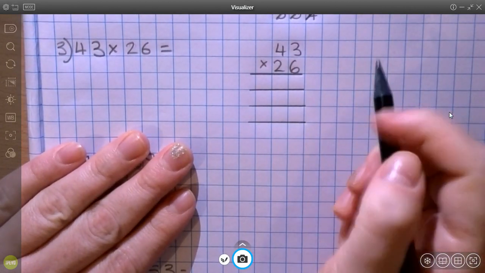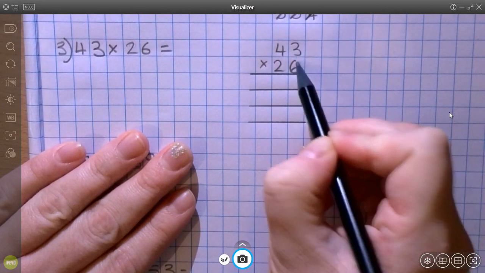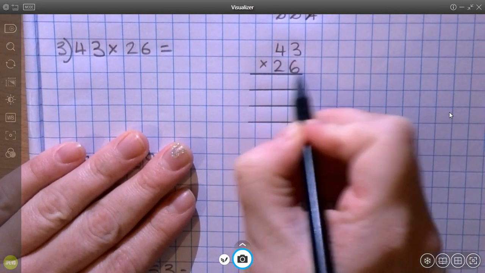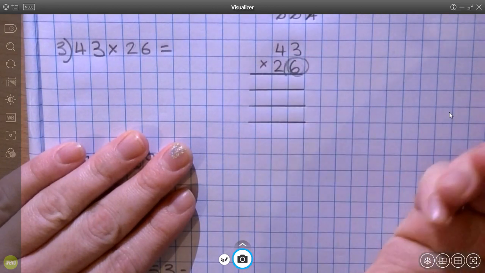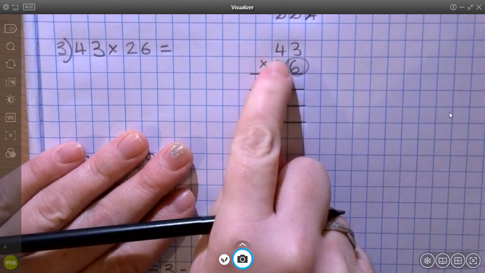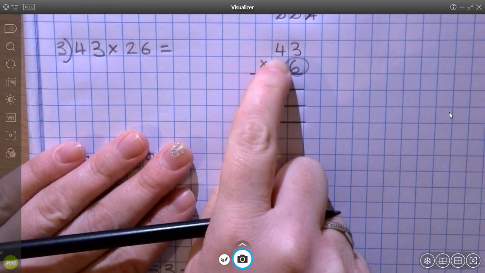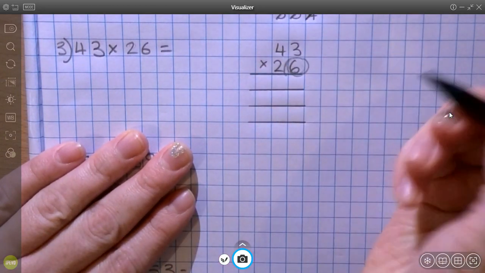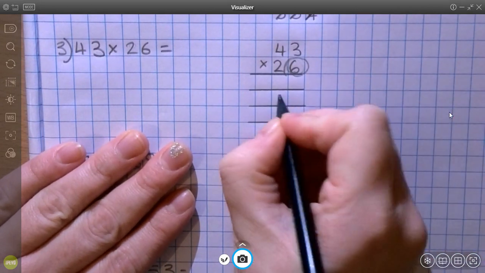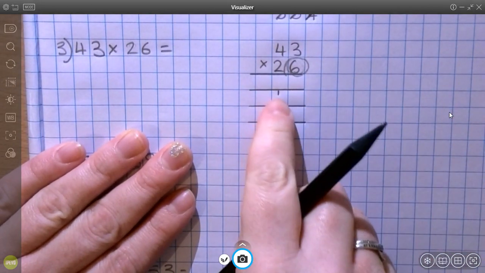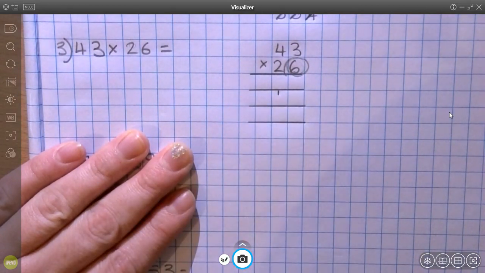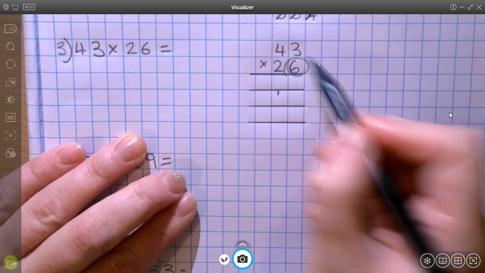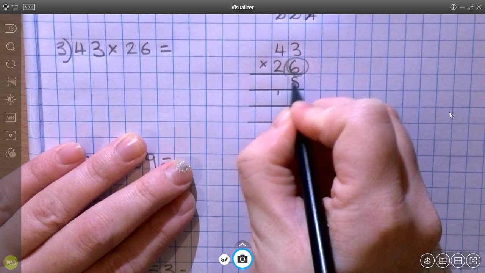Just like before, I'm going to start with my ones column. On my second number, I'm going to start by multiplying the number that is in the ones column. So I'm going to pretend that this 20 isn't here at the moment. 6 times 3 I know is 18, so I need to regroup the 10, and I'm going to do it really small because in a minute I'm going to be writing another number in here, so I need to make it really clear and cross this out in a minute when I've used it. So 6 times 3 is 18, regroup the 10 and put in the 8.